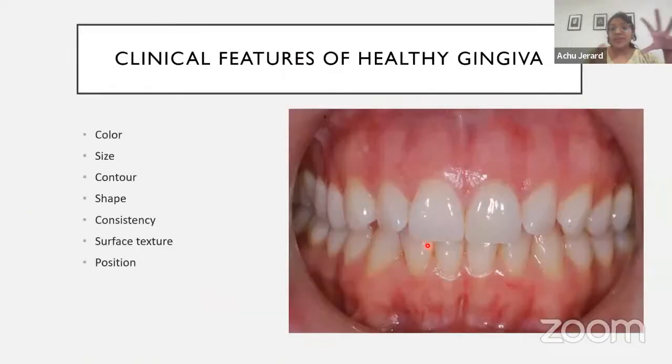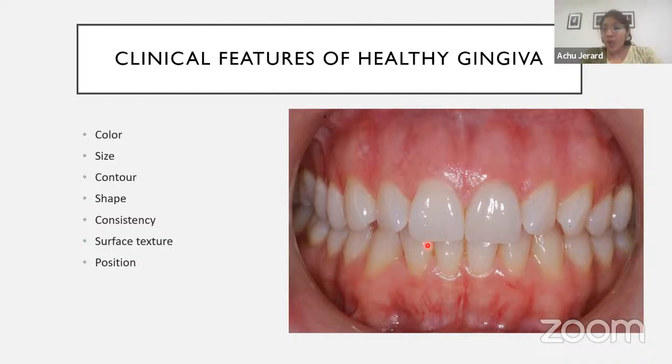And with that, the major parts of the gingiva have been covered. Now you will have to know about the clinical features of a healthy gingiva. Only if you know how a healthy gingiva appears will we understand the abnormality when it comes, right?